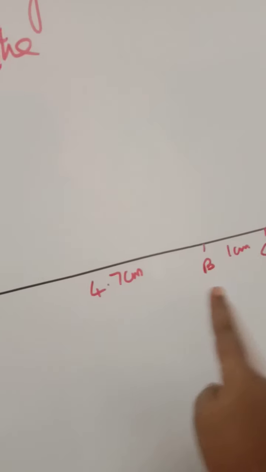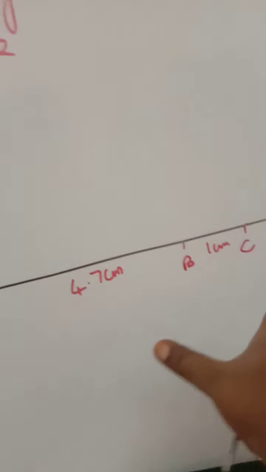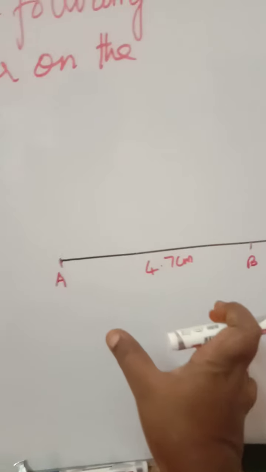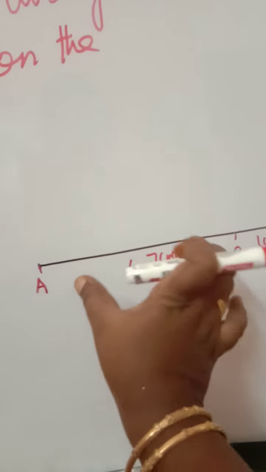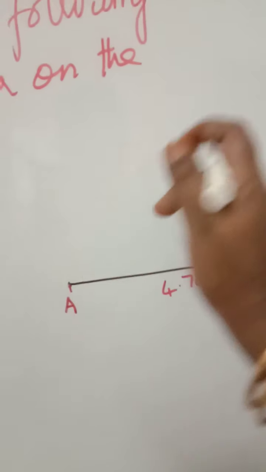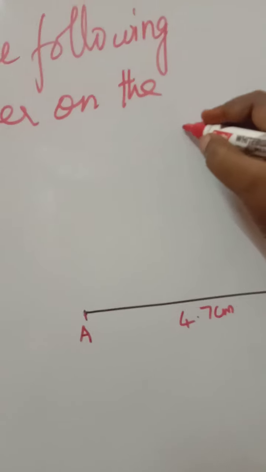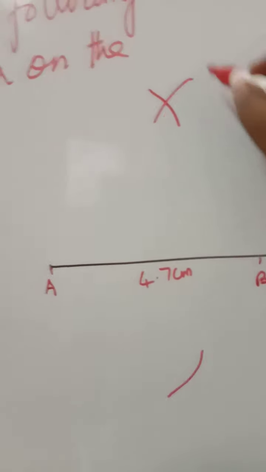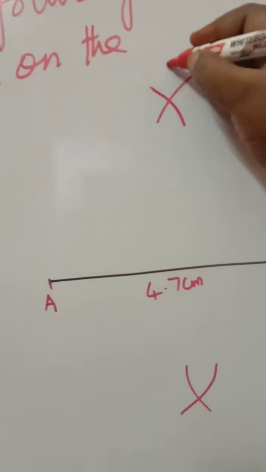4.7 plus 1, totally 5.7 centimeter is AC. Half means more than 2.85, so take 3 or 3.5 centimeter, like that measurement we can take. Otherwise, without taking a measurement, just approximately take more than half. Keep the compass at A and cut 2 arcs. Keep the compass at C and cut 2 arcs and join these two.